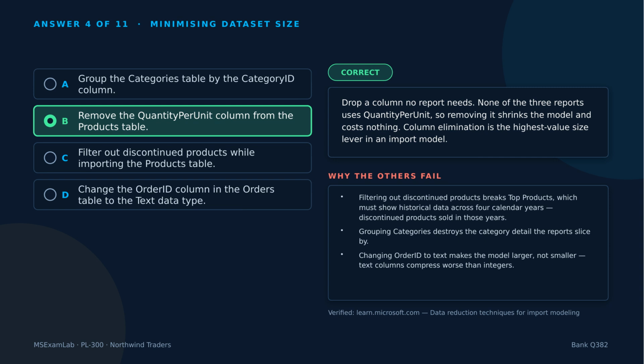Filtering out discontinued products breaks top products, which must show historical data across 4 calendar years, and discontinued products sold in those years. Grouping categories destroys the category detail the reports slice by. Changing order ID to text makes the model larger, not smaller. Text columns compress worse than integers. Verified against Learn Microsoft.com data reduction techniques for import modeling.